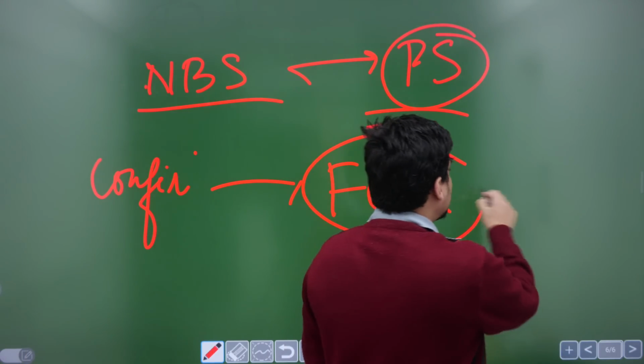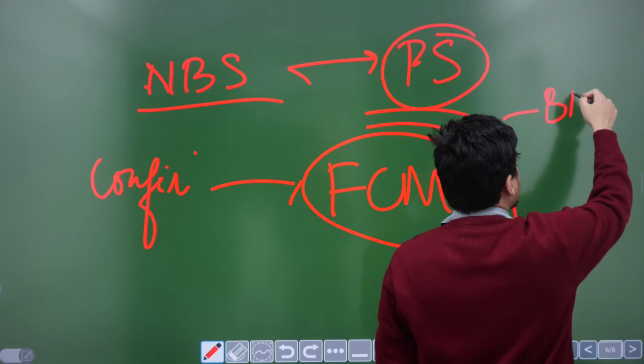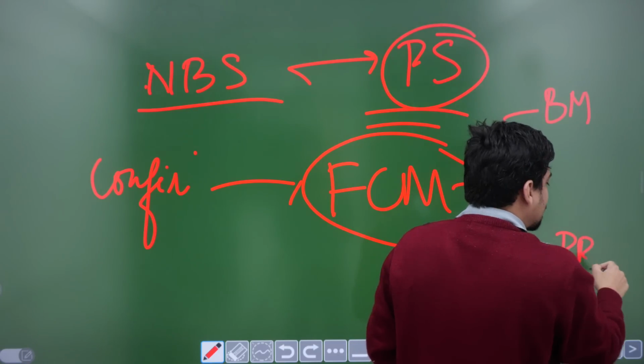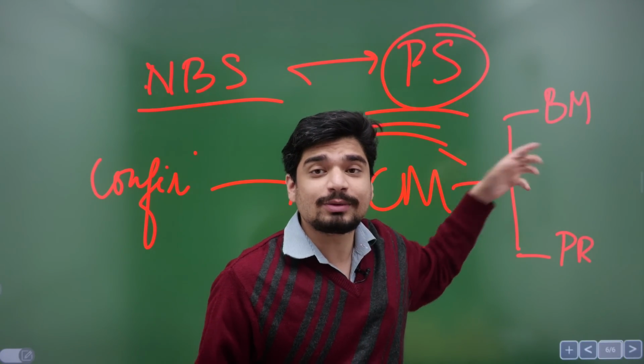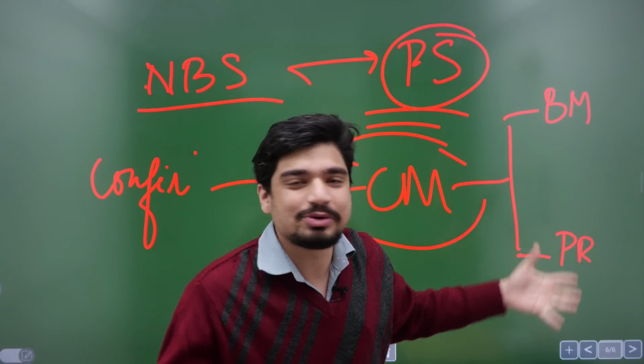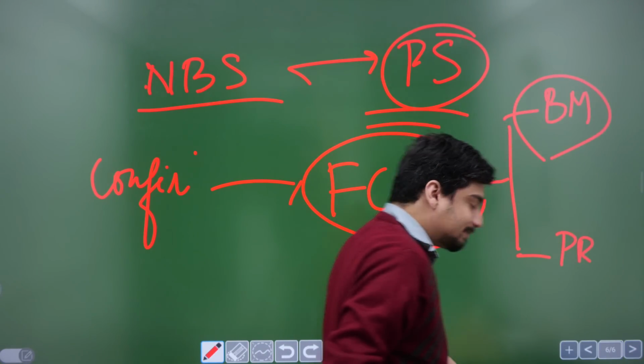Now this flow cytometry can be done on 2 samples. It can be done on bone marrow, or it can be done on peripheral blood. It can be done on both of them. Bone marrow is the better choice because the definition says 20% blast in bone marrow. So bone marrow is better out of these.